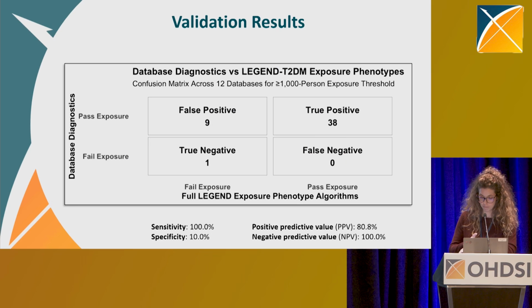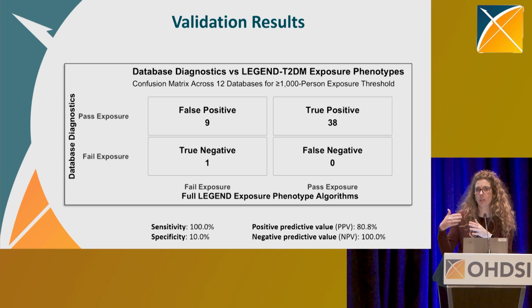Next slide, please. But if we take a look at the confusion matrix here, what I'm looking at is data diagnostics prediction against the Legend results. Here you see those 9 false positives I was referring to before for the targets and comparators. But importantly, we had 0 false negatives. And that was what I was really excited about, is that at no point did our method fail a database that was ultimately able to go on and generate evidence to support this study. And that's really important, I think, when we're talking about early fit-for-purpose assessments.